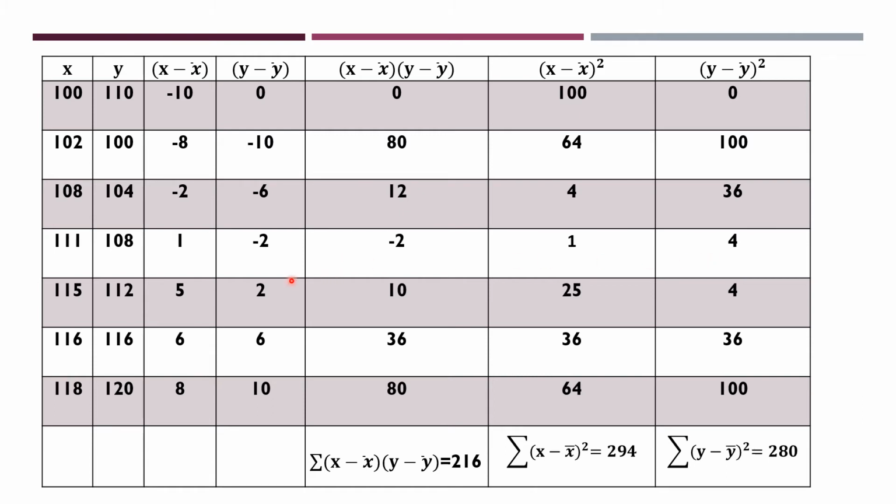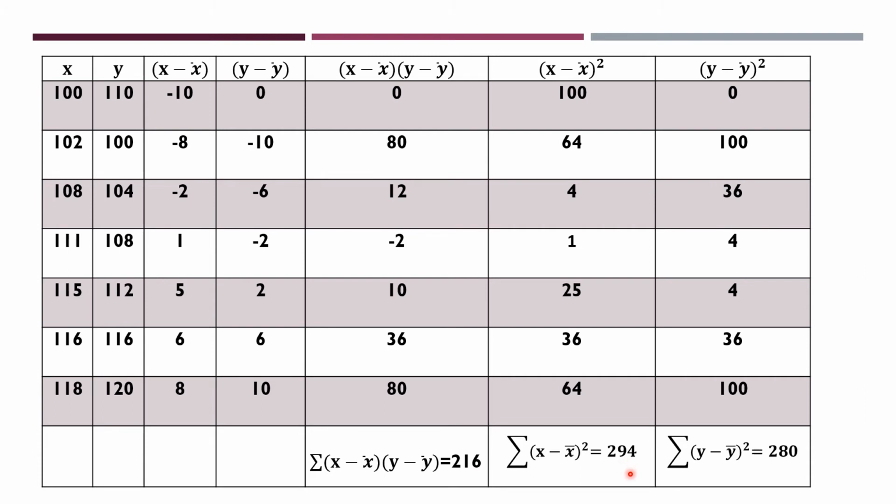Minus 2 square is 4. 2 square is 4. 6 square is 36. 10 square is 100. Calculating the summation of these last three columns. Summation of x minus x bar into y minus y bar comes out to be 216.